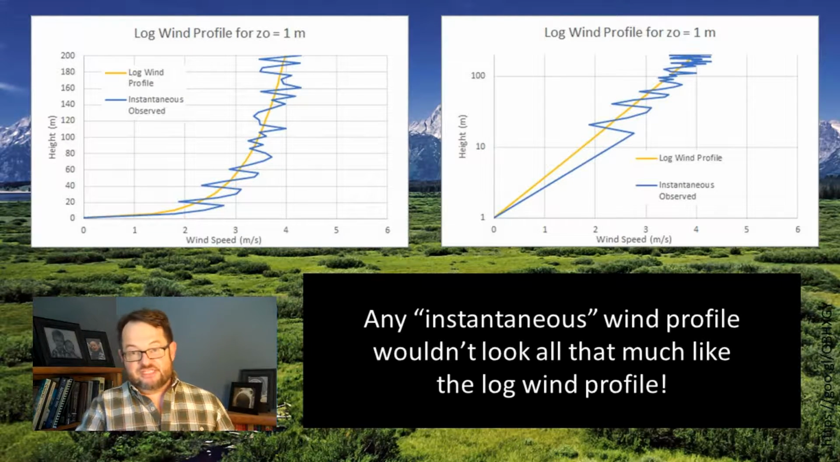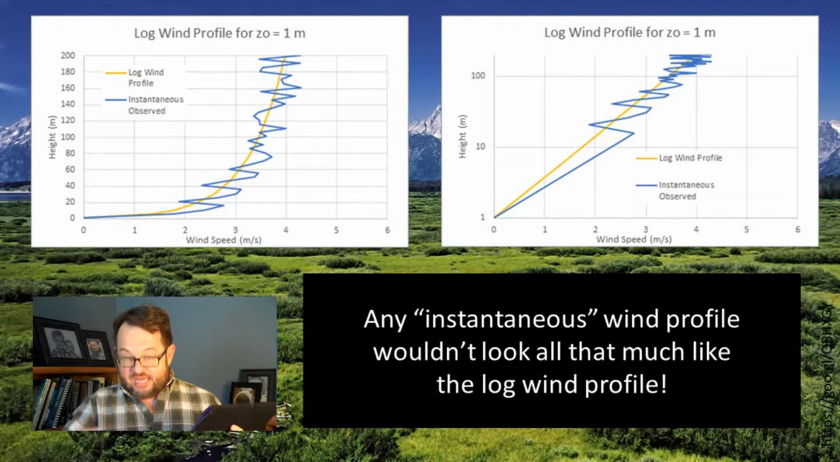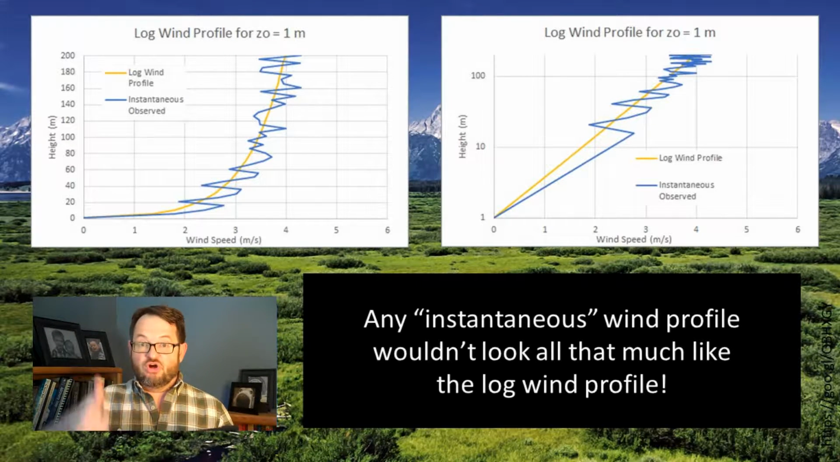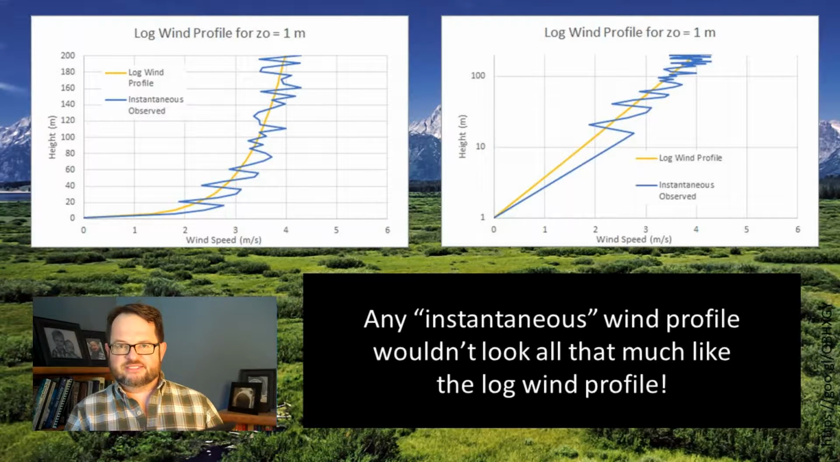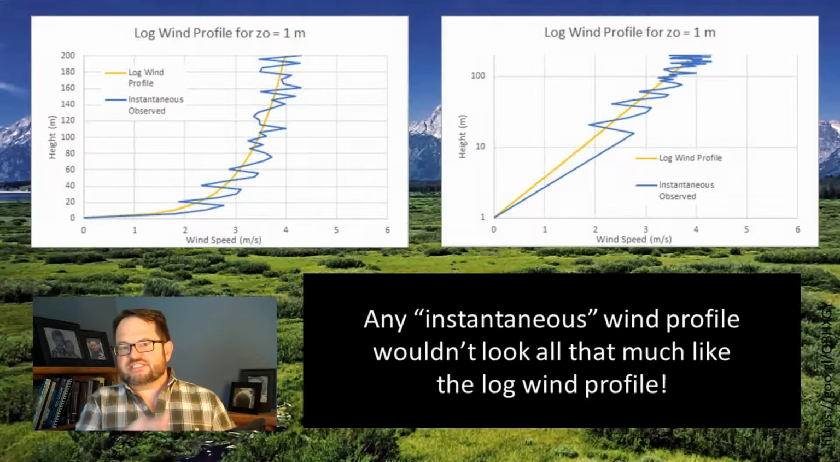The one on the left is just a traditional XY type plot where the X-axis is wind speed and the Y-axis is height. The one on the right again has wind speed on the X-axis, but now we use a log scale on the Y-axis. This is a semi-log piece of paper. So those are the two representations of the same data here.